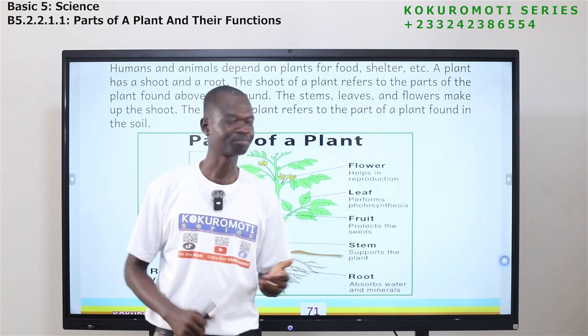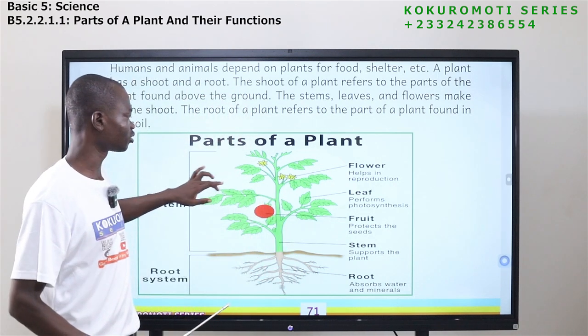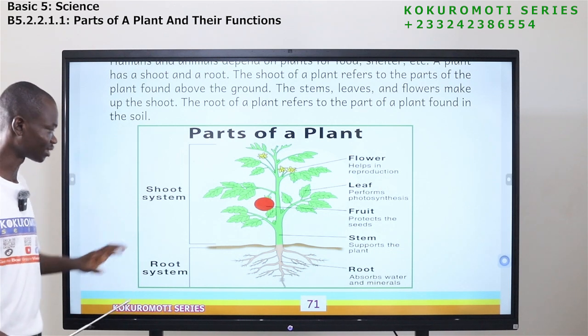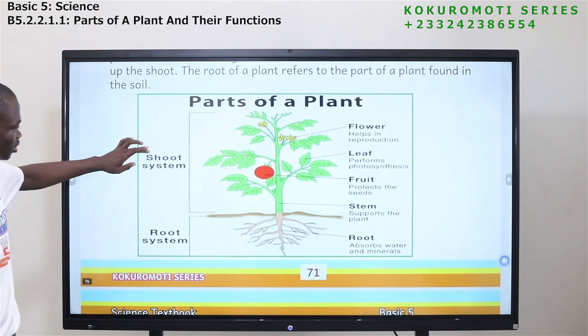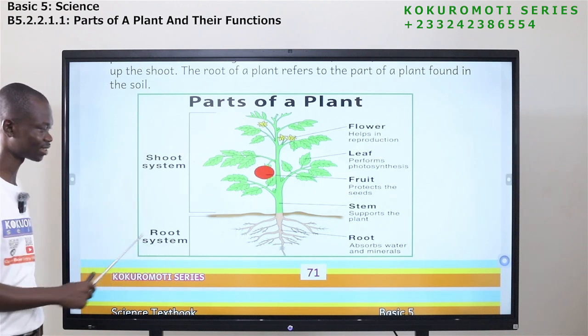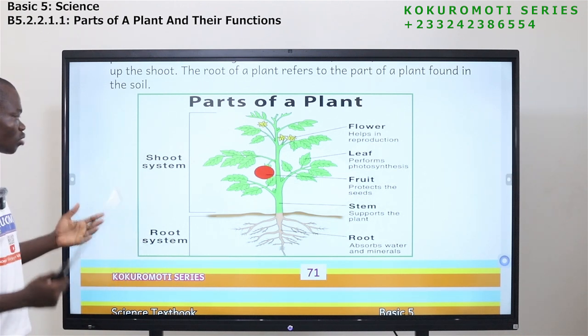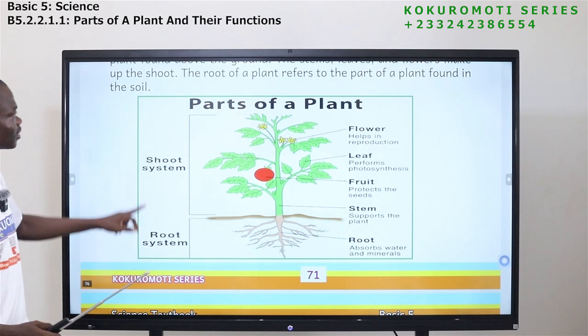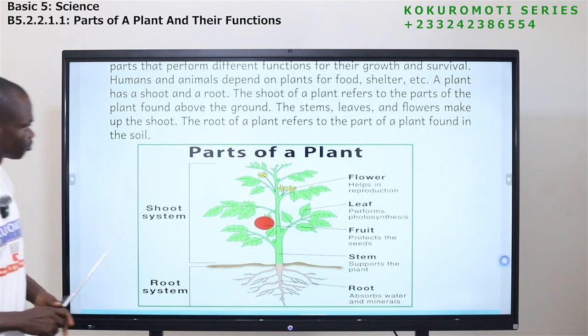You can mention them. So we are going to look at parts of a plant. But before that, let's look at these two. Shoot system and then root system. So what is shoot? A shoot of a plant. Now let's come here and let me show you something.